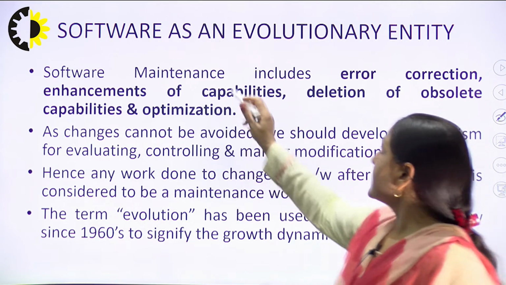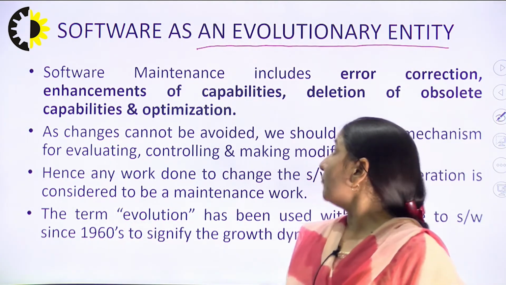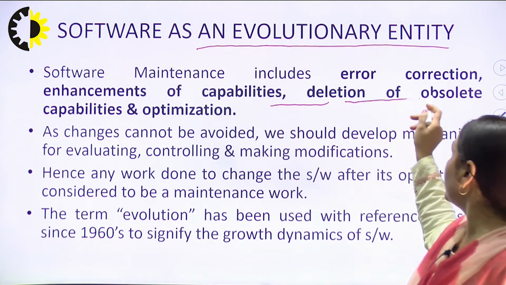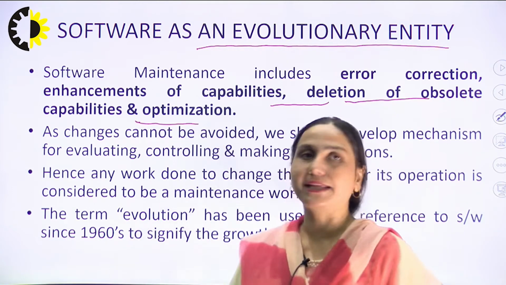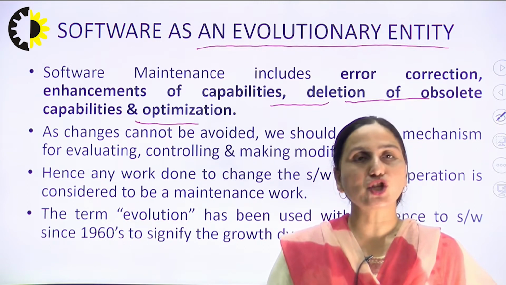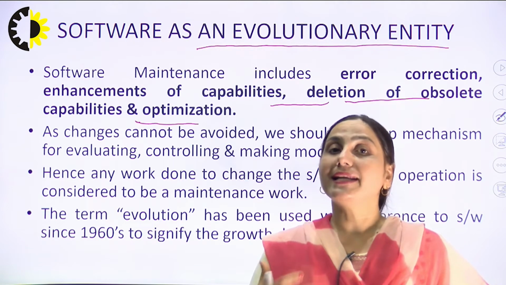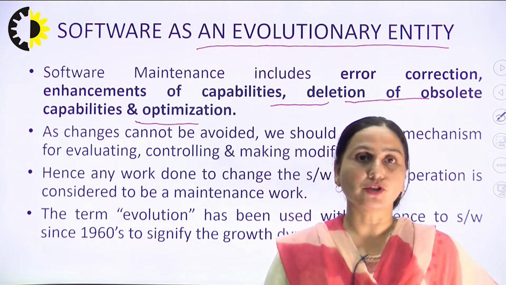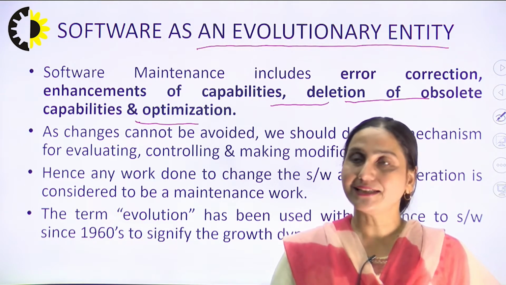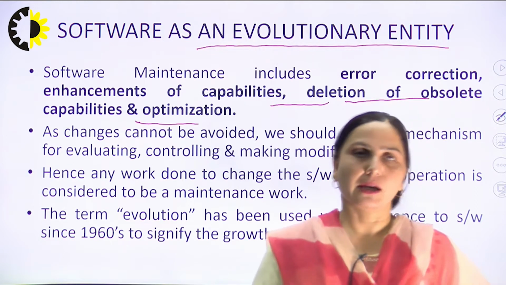Second, software is an evolutionary entity. Software maintenance includes error correction, enhancement of capabilities, deletion of obsolete capabilities, and optimization. If we have any sort of error, we are going to remove those errors. If we want to enhance any capabilities of the software, we can enhance them. We can delete the obsolete capabilities, and we can optimize the software in the proper way.